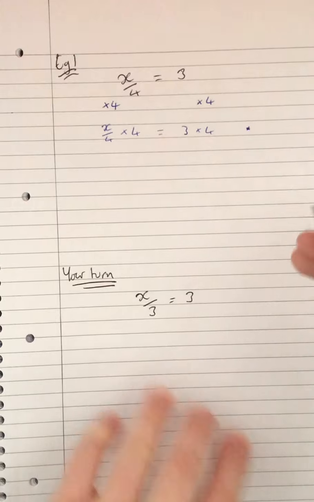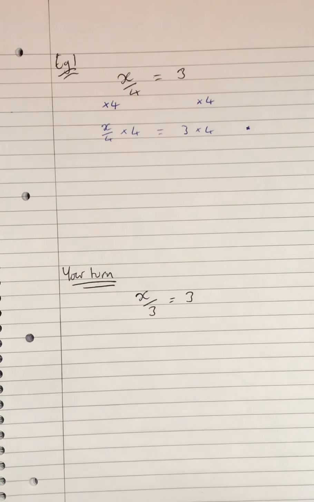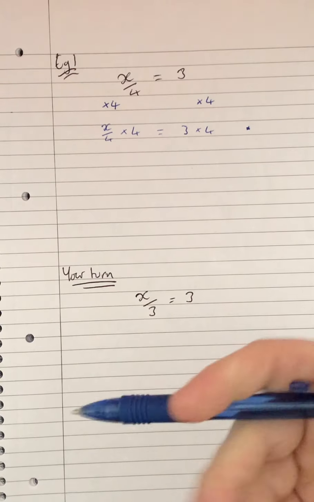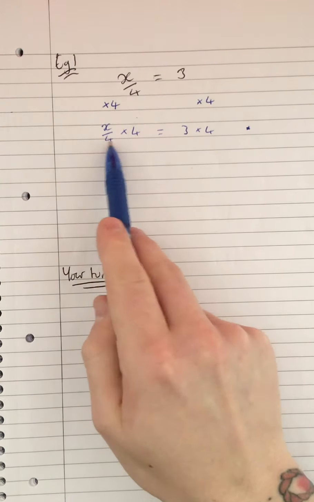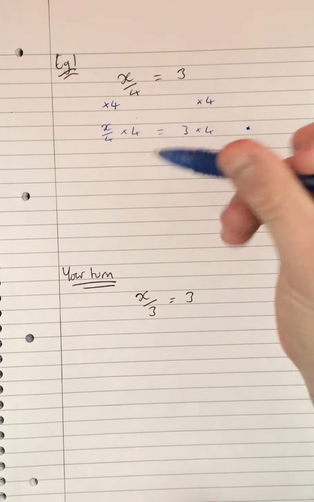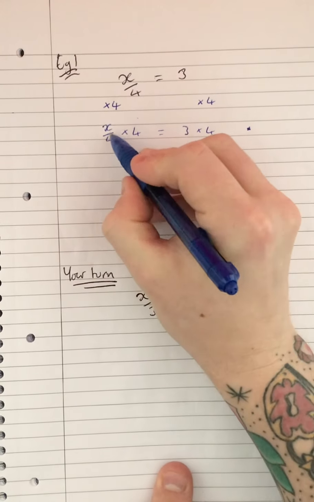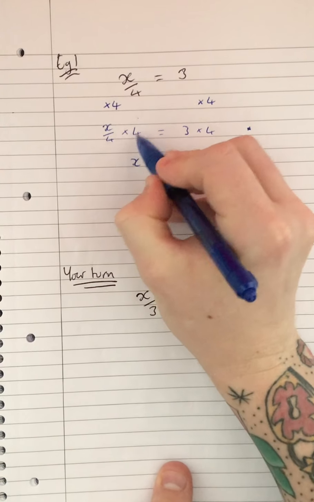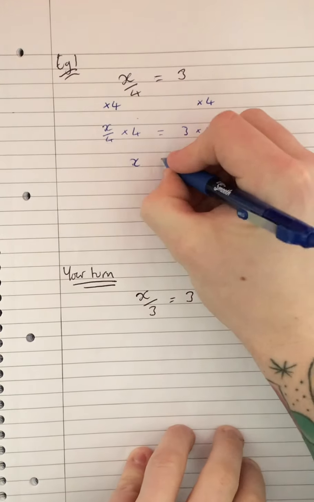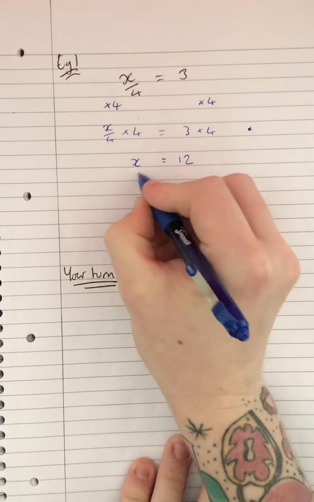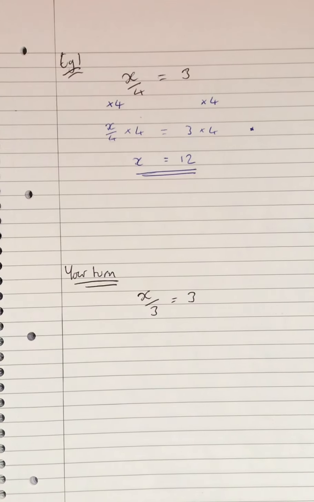Again, remember guys, this is the line here that you don't necessarily have to write if you're feeling confident, but if you are trying to build confidence, I would recommend writing in that line. This is just going to leave us with x, because dividing by 4 and then timesing by 4, they cancel each other out. And then 3 times 4 is going to give you 12. And so your answer is x is equal to 12.